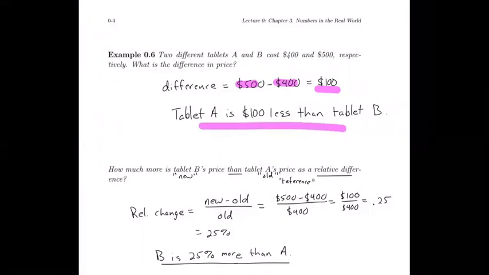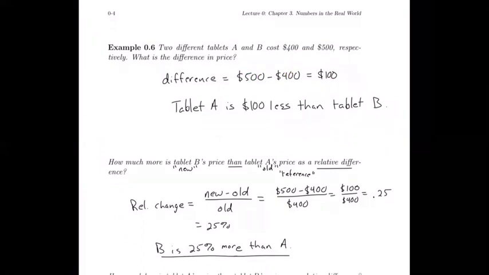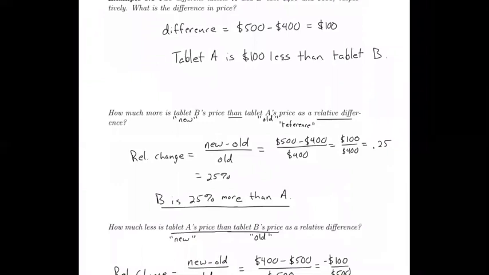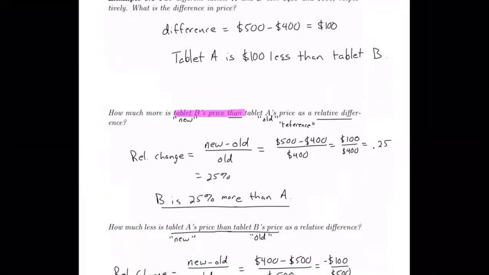This sums up what that $100 in our answer above means, and a nice sentence here is probably one of the best ways to relate this information. So we've got that. That's not very difficult. Now, in terms of a relative difference or relative change, how much more is tablet B's price than tablet A's price? And this is a tricky problem.